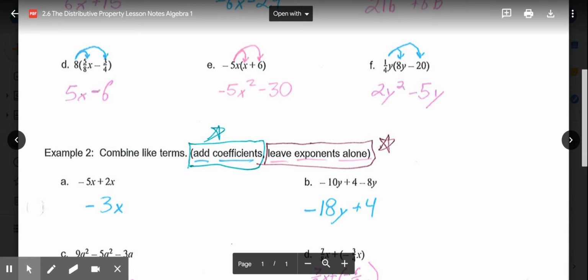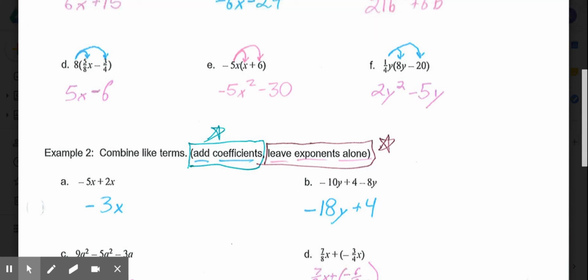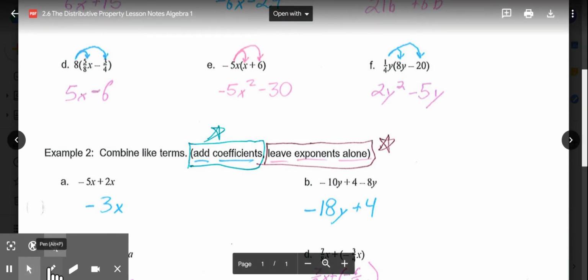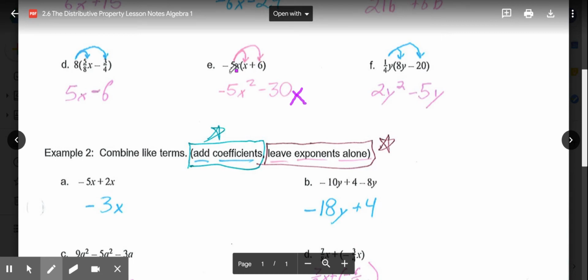In E, we're distributing a negative 5x to the quantity x plus 6. So a negative 5x times x is a negative 5x to the second power. And then a negative 5x times 6 would give us a minus 30, and there should be an x attached to that. So that should be a minus 30x, because the negative 5x times positive 6 is a minus 30x. So negative 5x squared minus 30x.